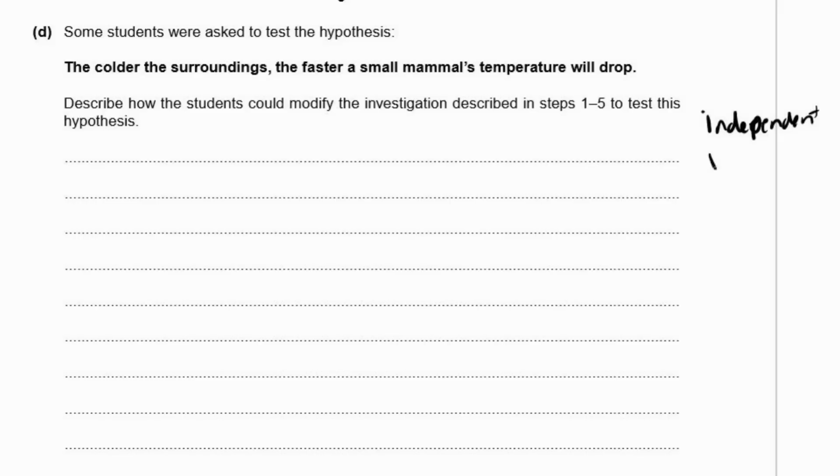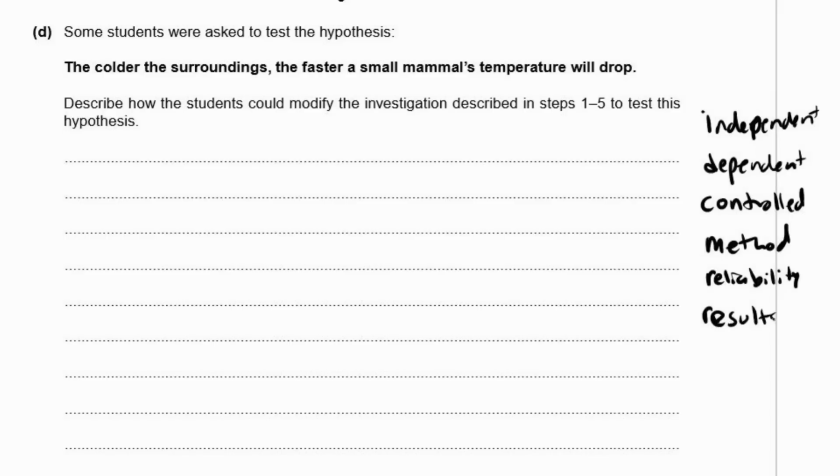You need to have a dependent variable. You need to have controlled variables. You need to have something about the method. You also really should put in something about reliability. That is, repeat and take the average, or repeat twice and take the average. And you can sometimes put in something about the results. What are you actually looking for? These don't have to be put down in that order, but when you've run out of ideas, just go back and check to make sure you have everything that you're supposed to.